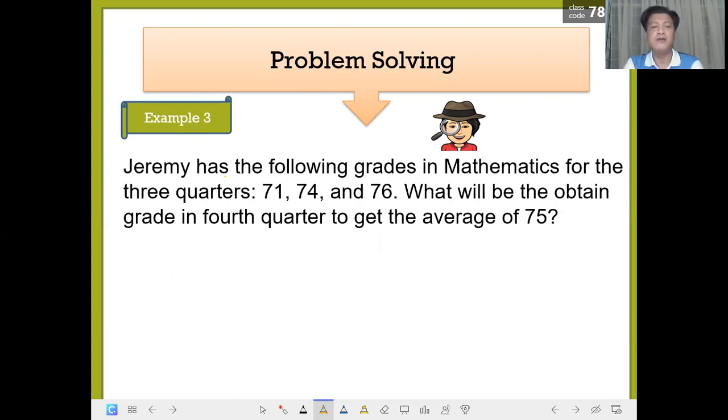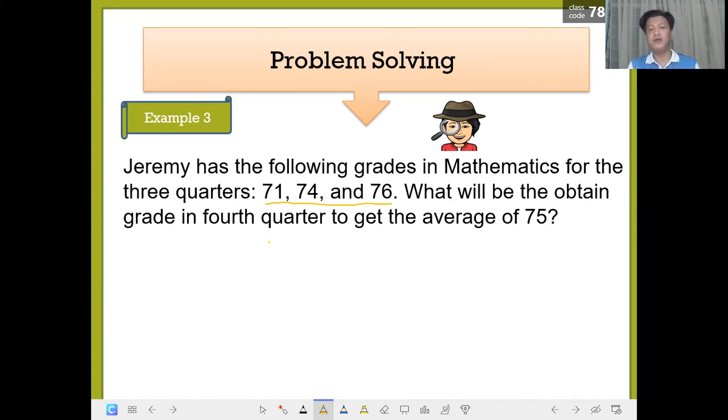Okay, last one, number 3 problem. Jeremy has the following grades in mathematics for the 3 quarters. So ano yung nakuha niya? Meron tayong 71, 74, and 76. What will be the obtained grade in the 4th quarter to get the average of 75?